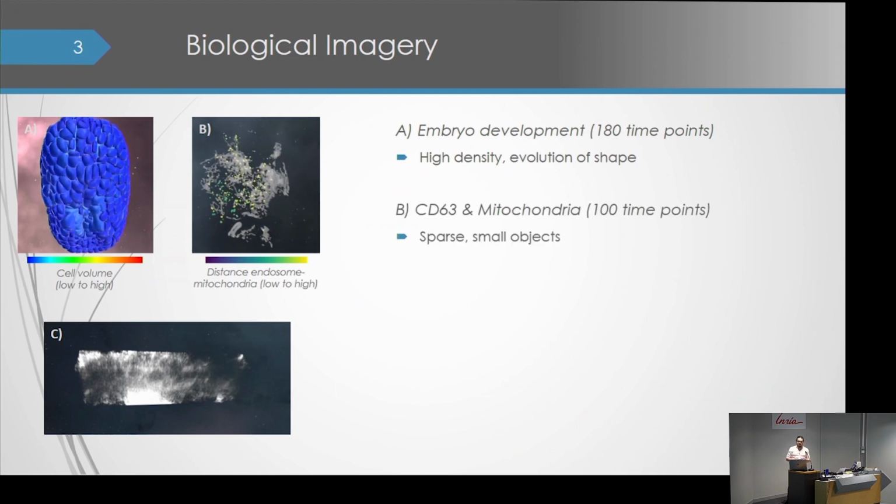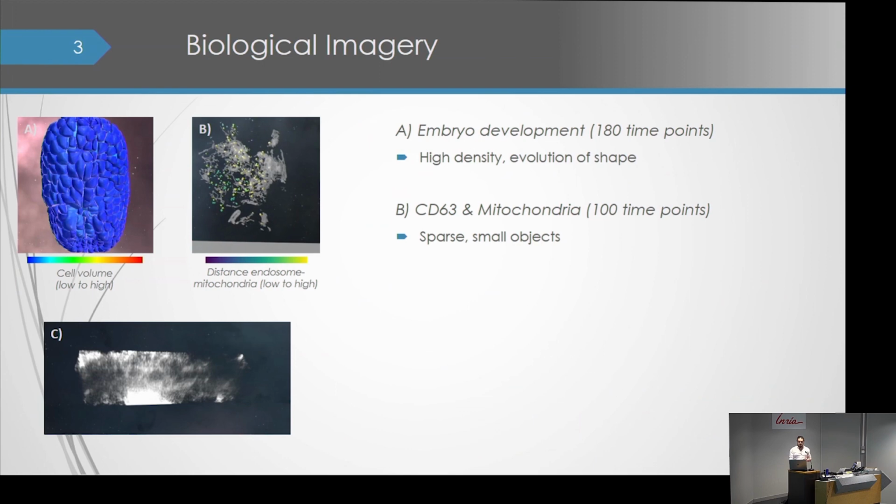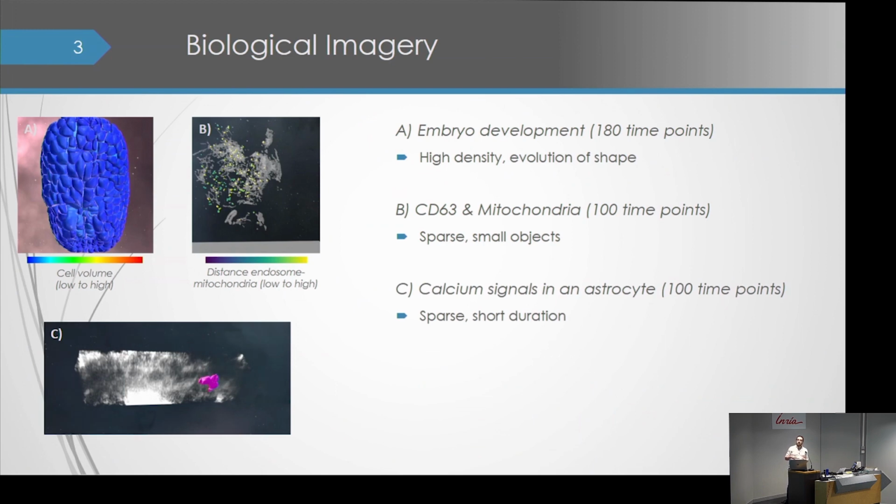This second example is CD63 endosomes and mitochondria imaging, so the inside of a cell. Here the endosomes are segmented and tracked. And here we have a really different example with really sparse visualization, really sparse objects, and there are very small movements as well. The third example is a simulation of calcium signals in an imaging of an astrocyte. Here the objects are quite sparse as well, quite medium-sized, but they are very short in terms of duration, which can be quite difficult to visualize this way.